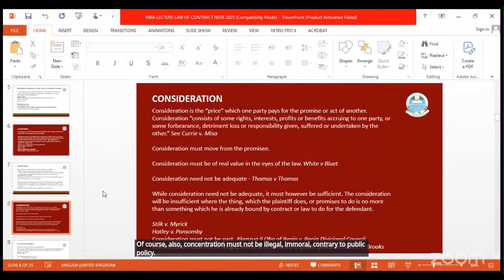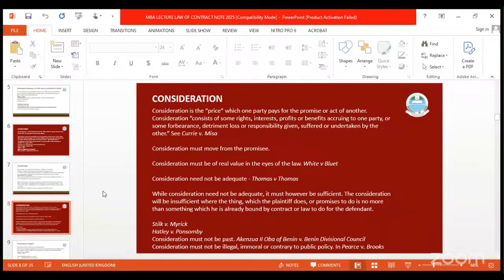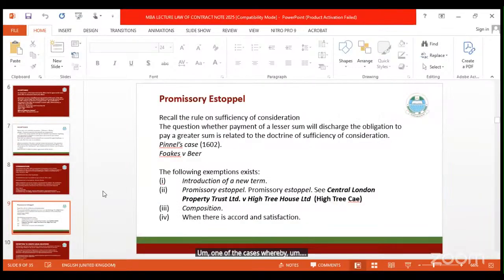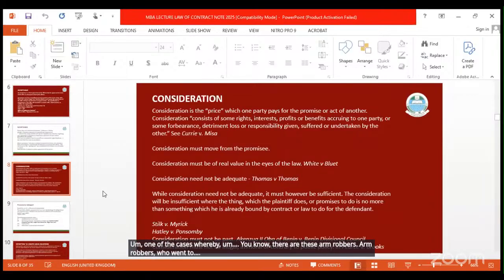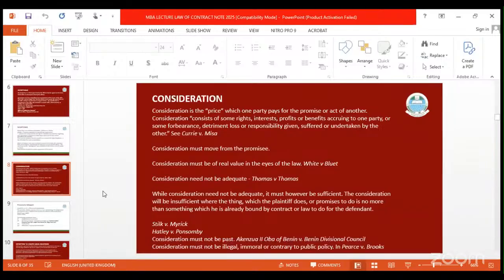We had a case whereby there were these armed robbers who went to, we see the case subsequently anyway.